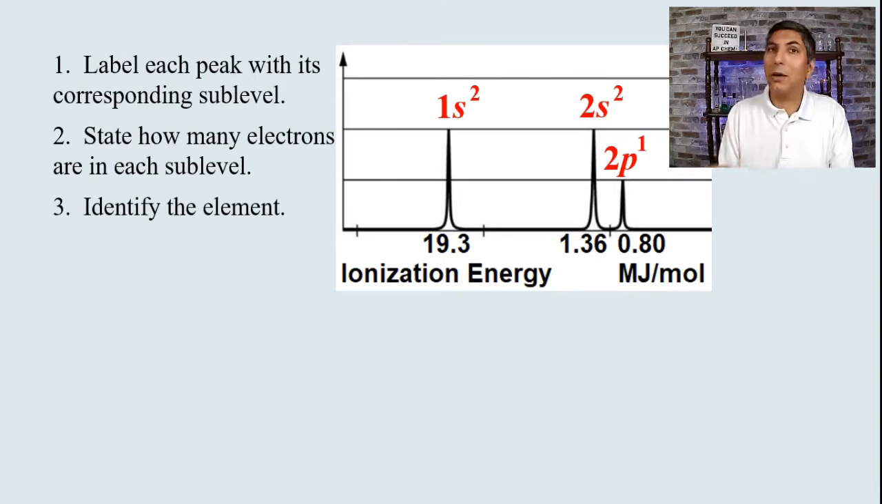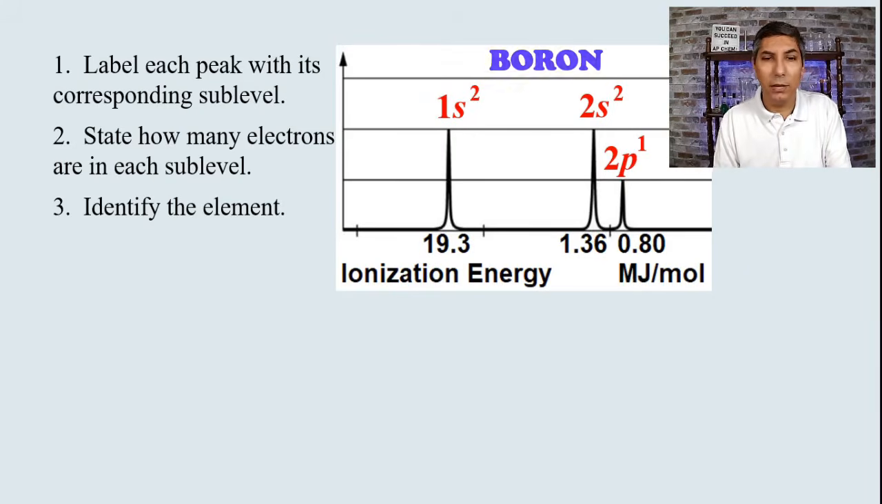Now, identify the element. Well, if you know how to write an electron configuration, you can identify the element. We just look at that electron configuration, 1s2, 2s2, 2p1, and we can match that up with the periodic table and say that we're talking about the element boron for this one here. It has 5 electrons total. That sounds like boron's ground state configuration.